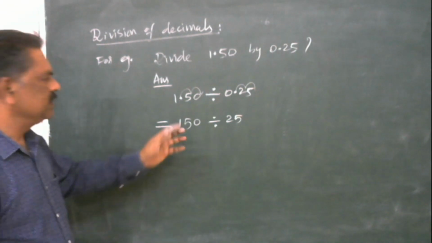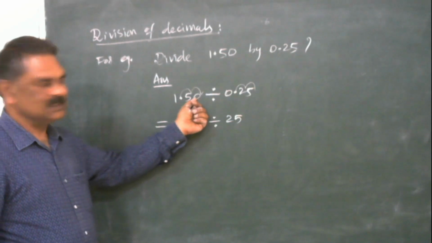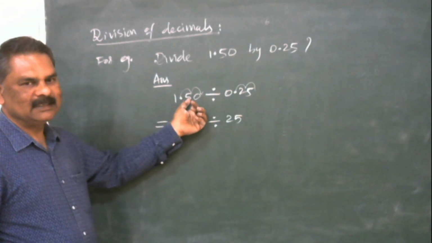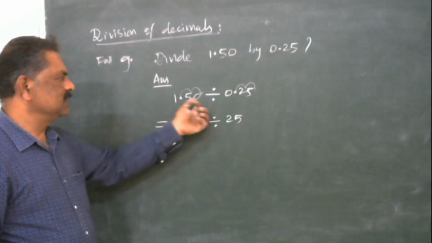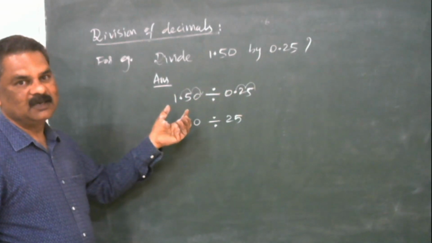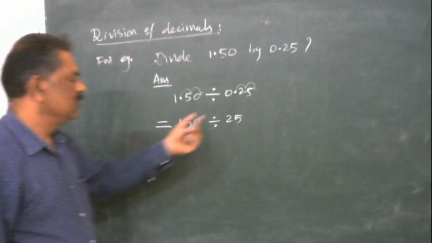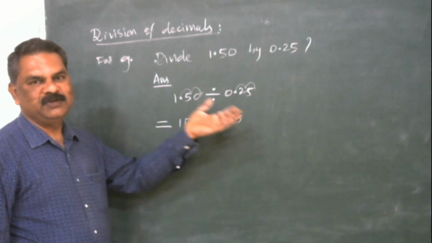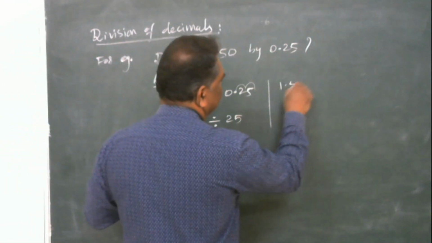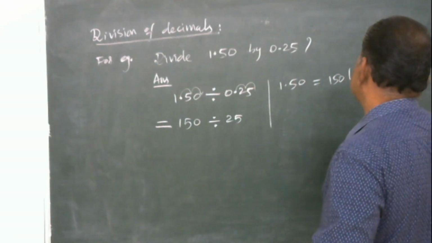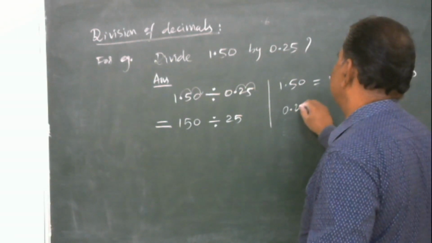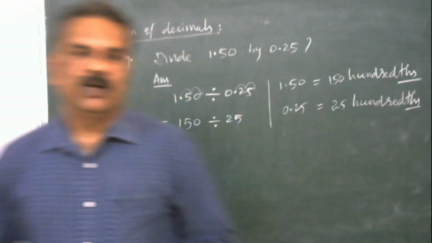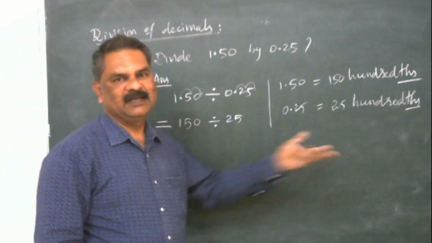In other words, you know decimals very well. 1 unit, 5 tenths, 0 hundredths. Here 2 tenths, 5 hundredths. All together, 1 unit is 10 tenths and 1 tenth is equal to 10 hundredths. So 1.50 is equivalent to 150 hundredths, and 0.25 is equivalent to 25 hundredths. So in 150 hundredths, how many 25 hundredths are there? Just divide, you can easily get the answer.